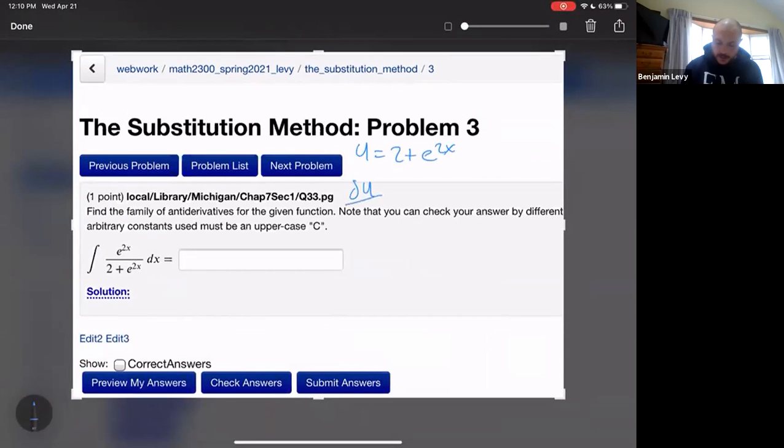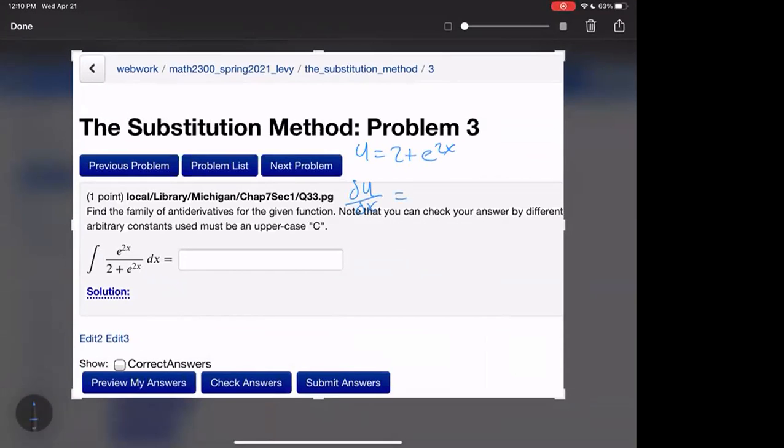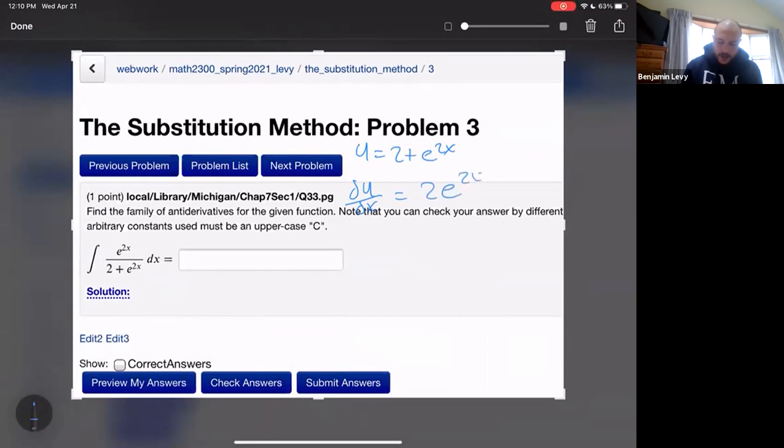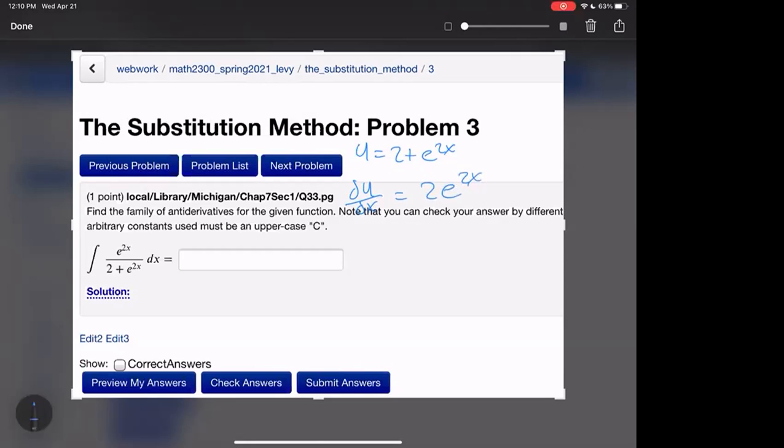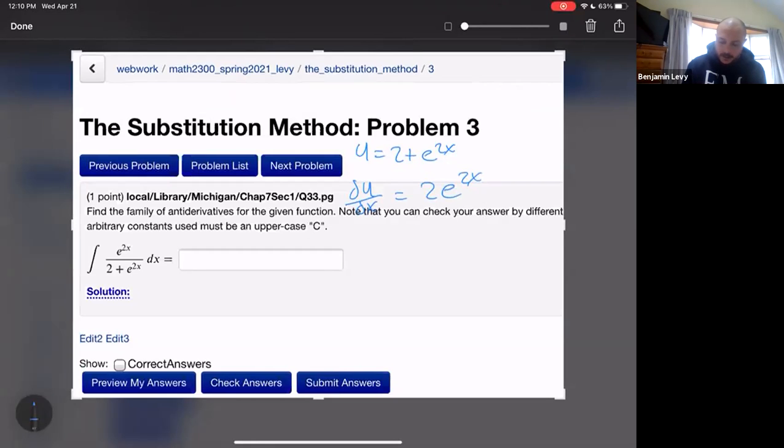So what happens when you take the derivative? It becomes 3 times e to the 2x. So it becomes 2e to the 2x. Oh, sorry. I'm looking at mine and I have a 3 on top, so that's fine. No problem. Good.